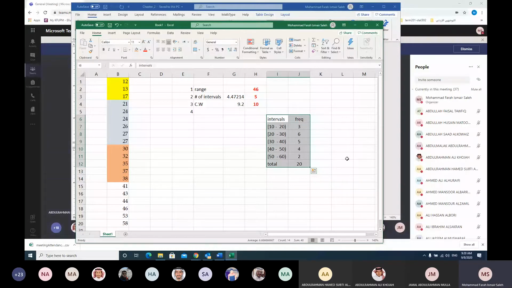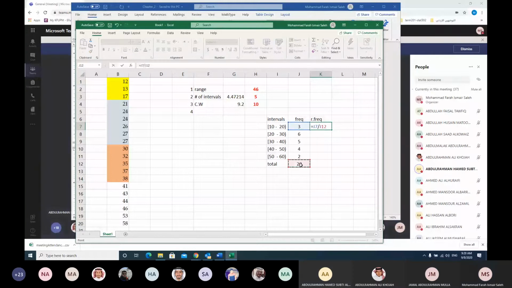To the frequency, we can add a column called relative frequency, the percentage. What is the percentage of the temperatures between 10 and 20? 3/20 multiplied by 100, 15%. Between 20 and 30? 30%. Between 30 and 40? 25%. Between 40 and 50? 20%. Between 50 and 60? 10%.